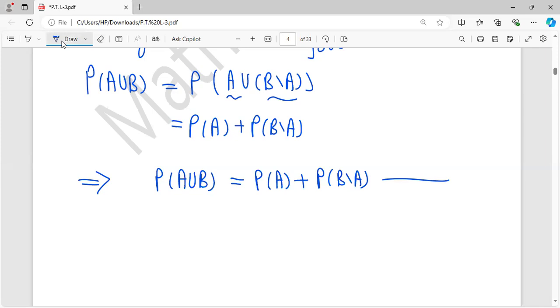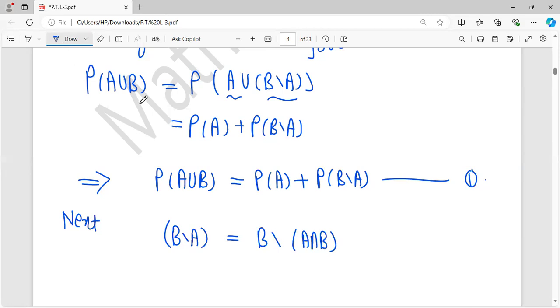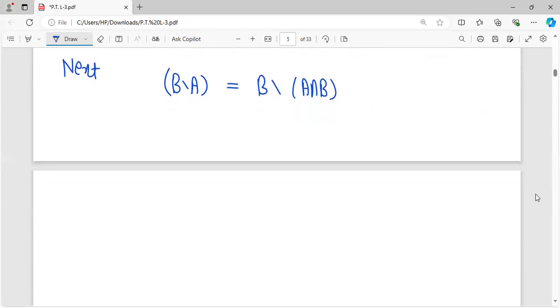So this is equation number 1. Okay. Next, what is B minus A? How can we write it? We can write it as B minus A intersection B. Both are the same thing. Okay. You take set B minus A, or you take first the intersection of B with A and you take its set minus from B. Both are equal. Okay.